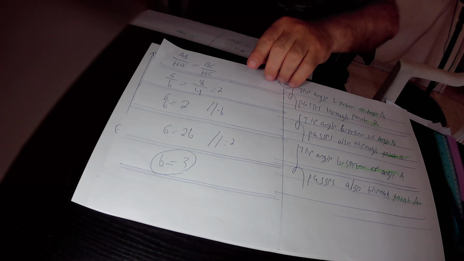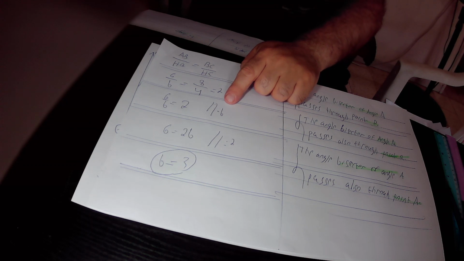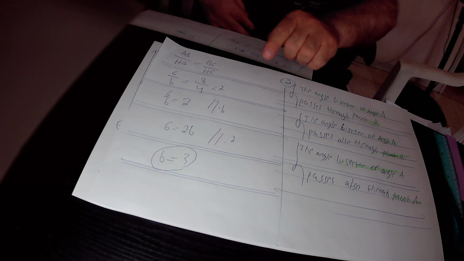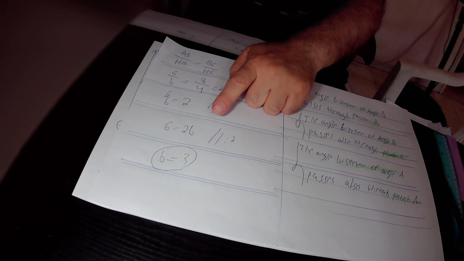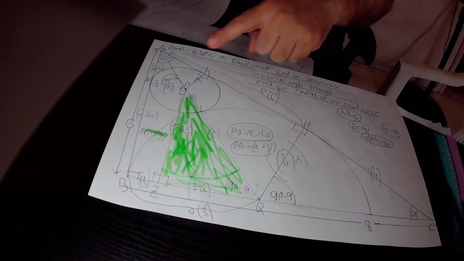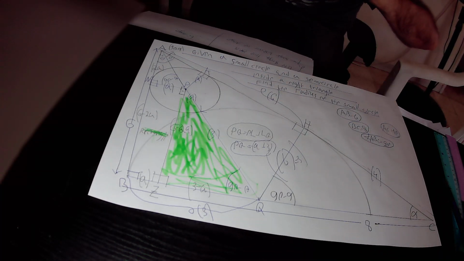We multiplied this equation by B and finally found out that 6 equals 2B. Here we divided this equation by 2 and finally found out that B equals 6 over 2, which is 3. So the radius B of this big semicircle equals 3 units in length.